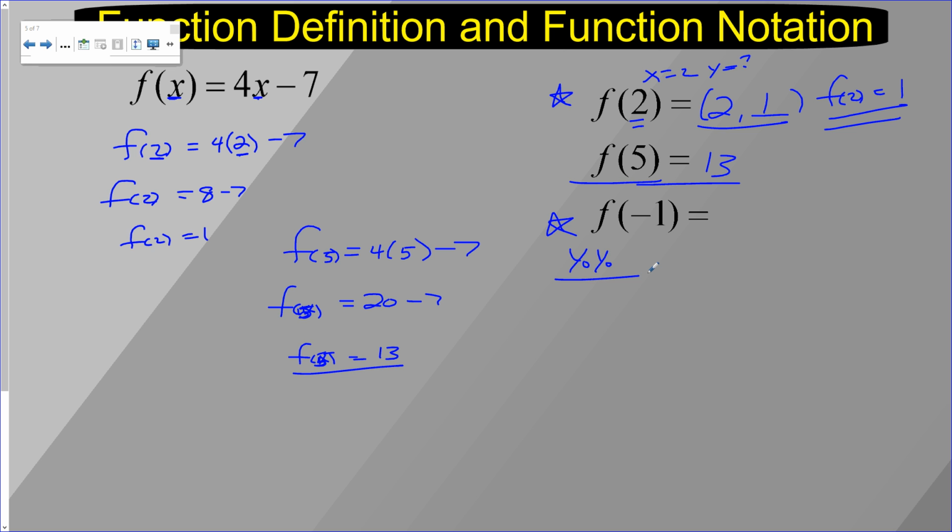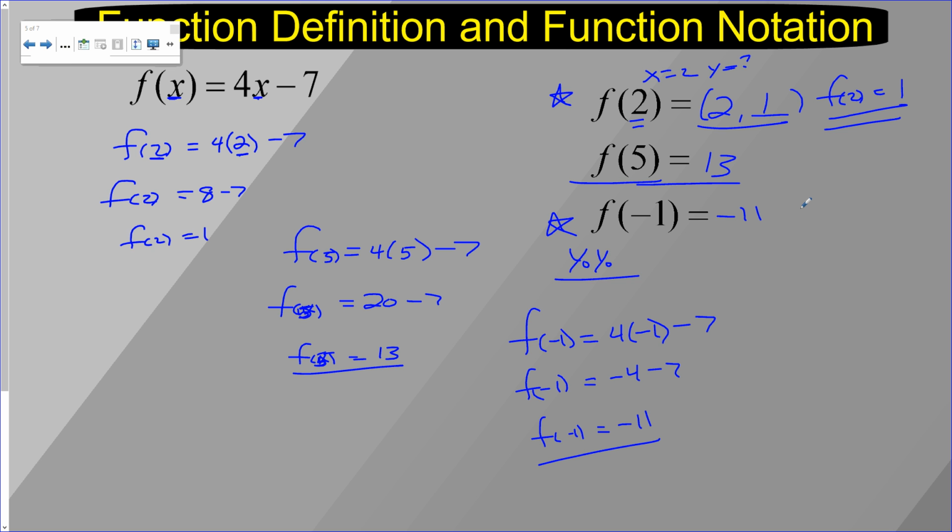Okay, so pause the video for a minute, try that one real quick, and then come back and see if you got the right answer. Okay, let's see if we got it. f of negative 1 is equal to 4 times, not x anymore, x is a negative 1 now, minus 7. So f of negative 1 is 4 times negative 1, which is negative 4, minus 7. So f of negative 1 is equal to negative 11.